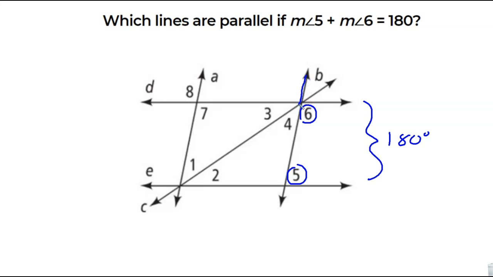Okay, it looks like B here is going to be our transversal. And then the two lines that make up those same side interior angles are lines D and E. And again, since we have same side interior angles supplementary formed by lines D and E, that's how I know that D is parallel to E. Those lines have to be parallel based on this information we're given.